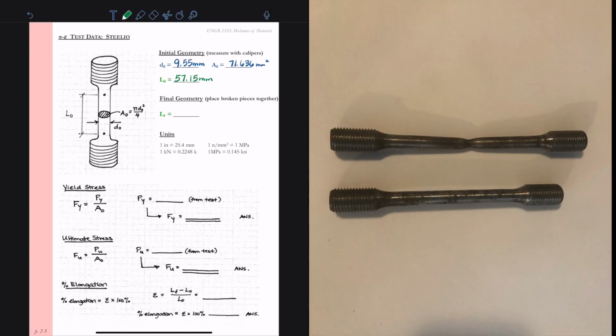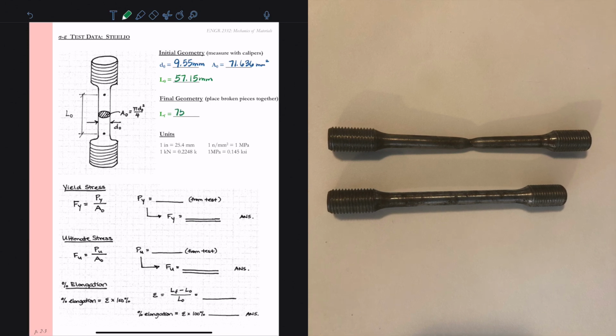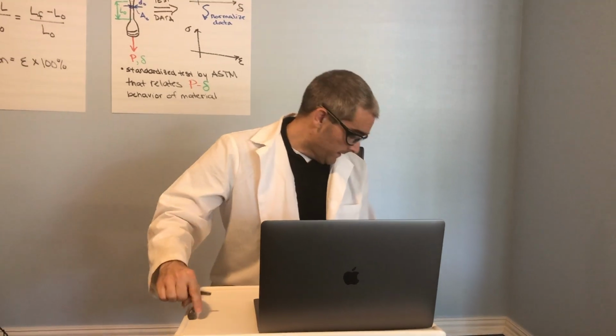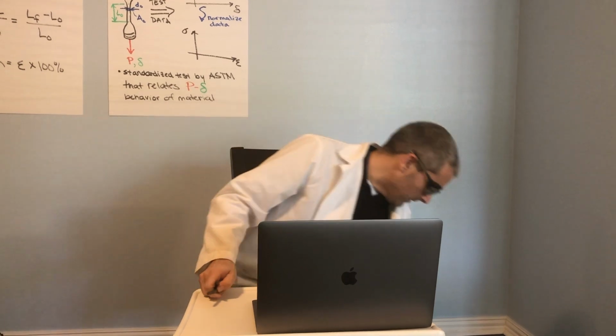And as we jot down the final length of 75.31 millimeters, take a look at Steelio before and after the test to see the difference in stretch. Now you can go ahead and finish up that test data. We'll have to go back to the actual test to get some of the numbers. For our ultimate force, I think we heard that the ultimate force we had was about 36,940 newtons. And our yield force was about 26,500 newtons. So I think I said those things there in the video.